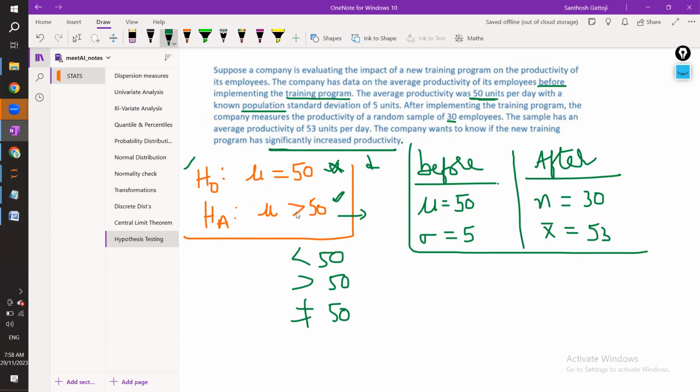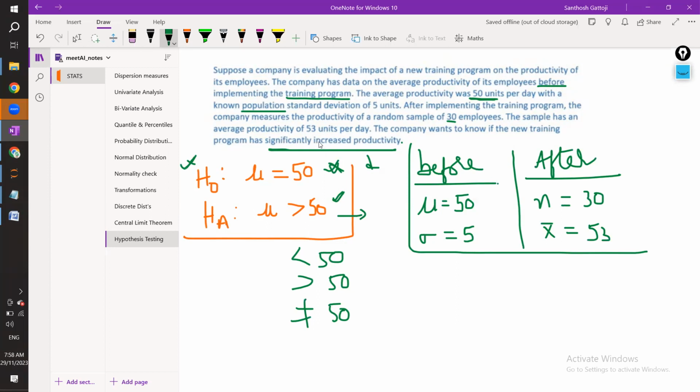Whether it is increased or not, the null is saying that even after training the mean is just 50. I want to check for greater than 50. That's why I take the alternate as greater than 50. If I reject the null, automatically I will get the alternate.